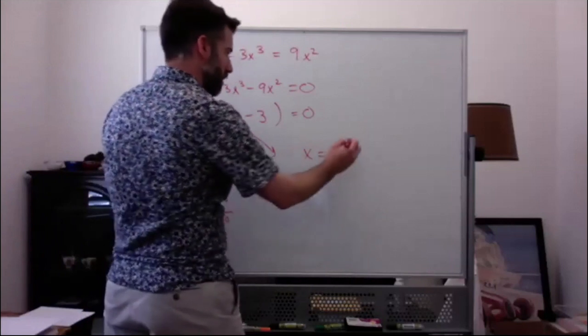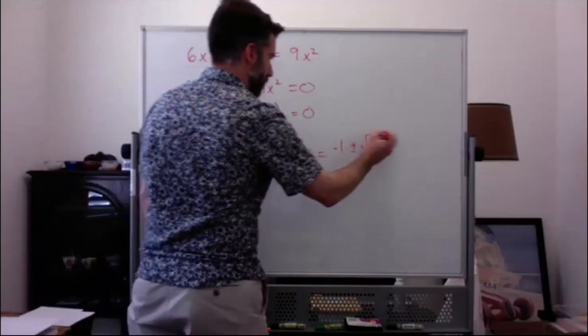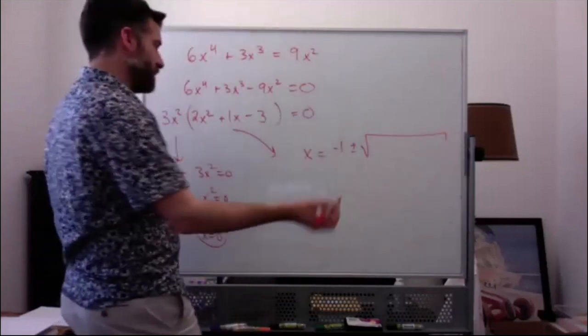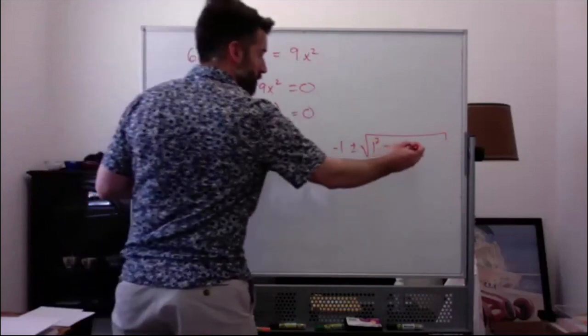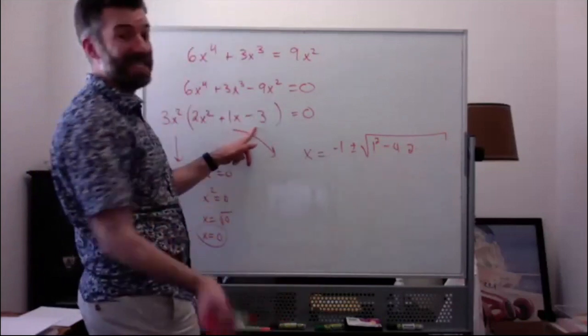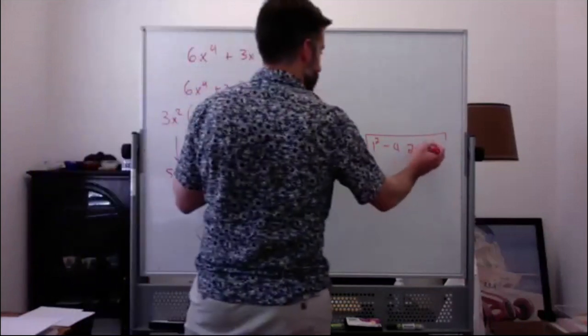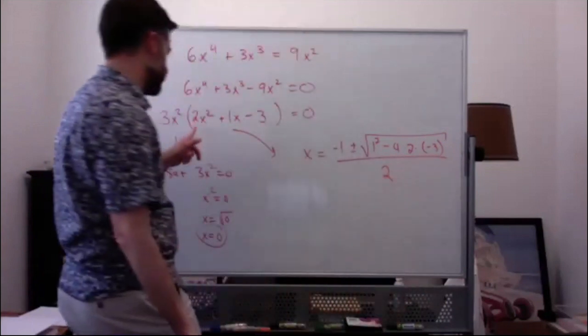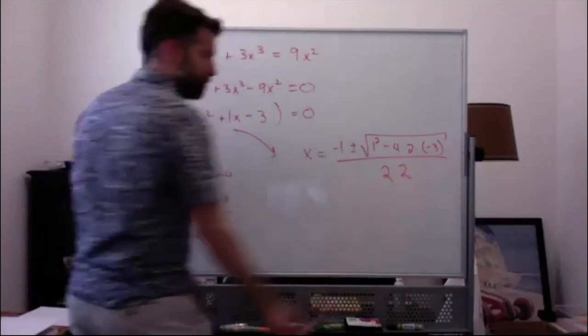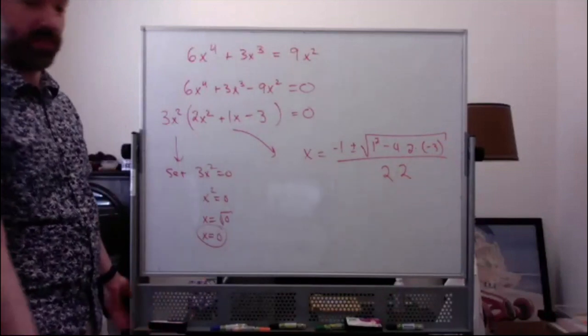negative b plus or minus the square root of b squared minus 4 times a is 2 times c is negative 3, all over 2 times 2. And then we're going to simplify this.